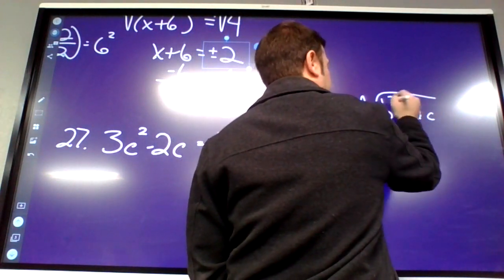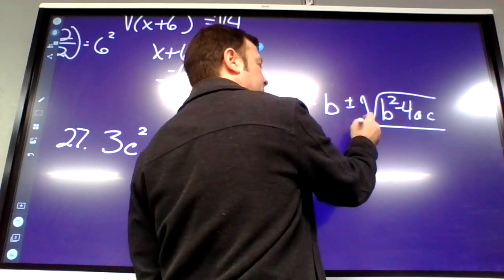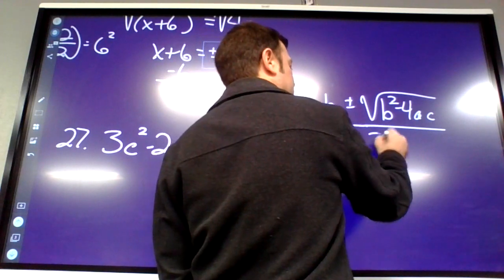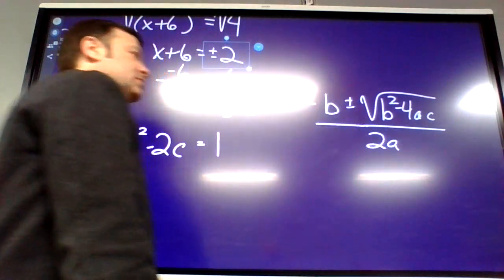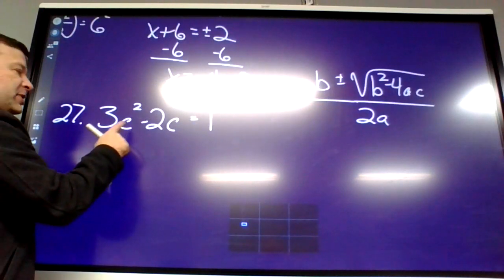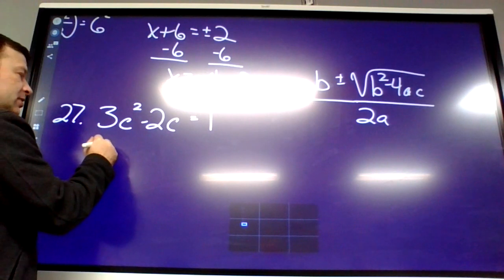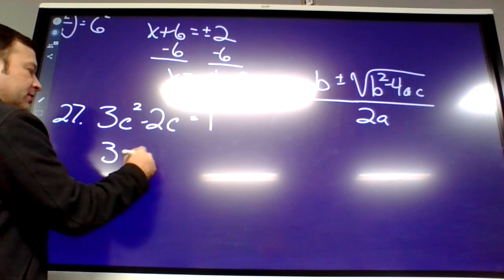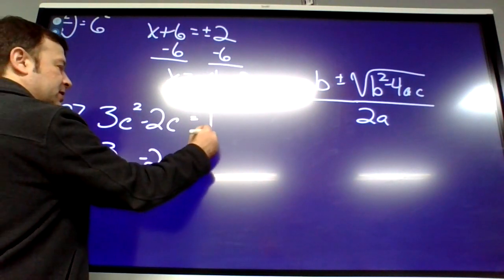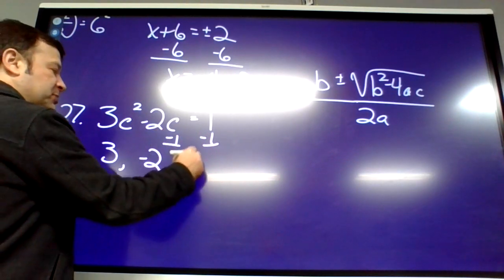Usually if people write it wrong, it's because they put the division bar like that instead of like that, so it covers the whole thing. So a, b, and c. What's my a, b, and c on 27? 3, negative 2, negative 1. Right. The 1 is on the wrong side. So to get it in standard form, you would have to subtract it over. So it should actually be a negative 1.